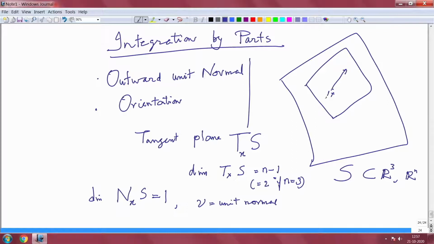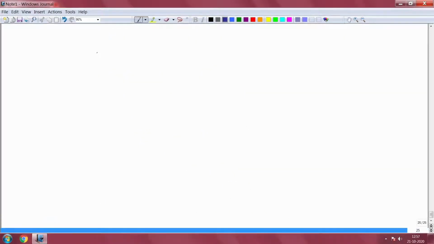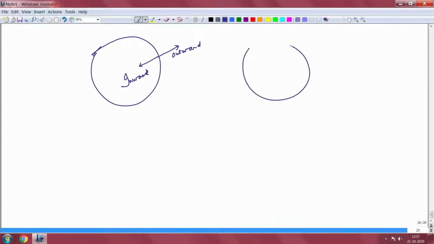So, the important thing is how do you understand outside and inside. So, what is an outward unit normal? And you have to understand what is an inward unit normal. In most of the surfaces which you are familiar with, for example, if you have a sphere, for this region this is your outward unit normal, and this is inward. But the problem is, on the other hand, if this is your region, you have this thing.